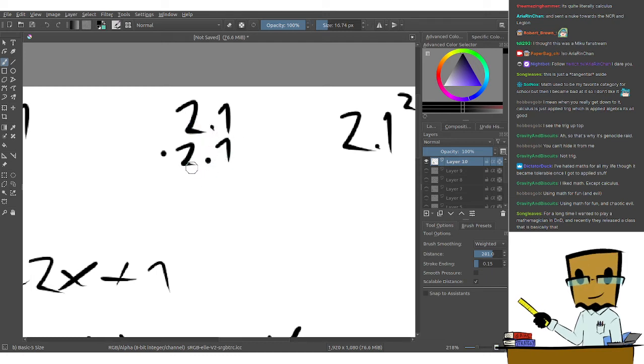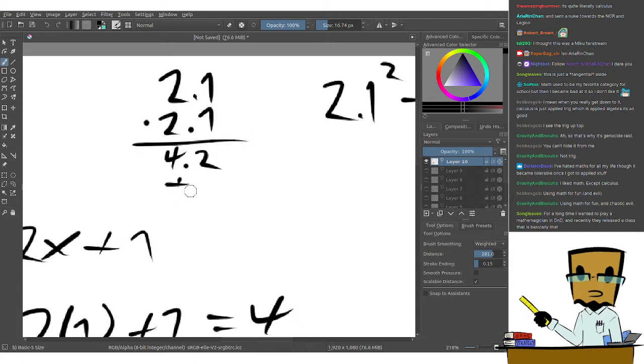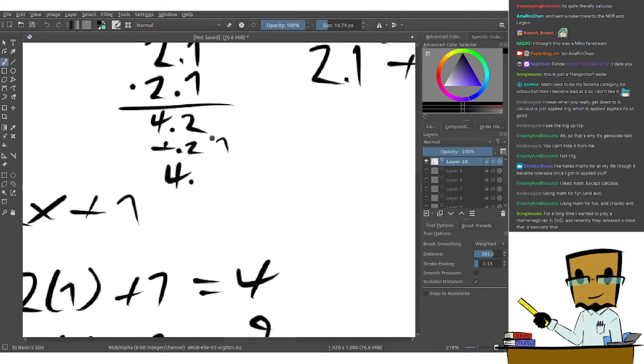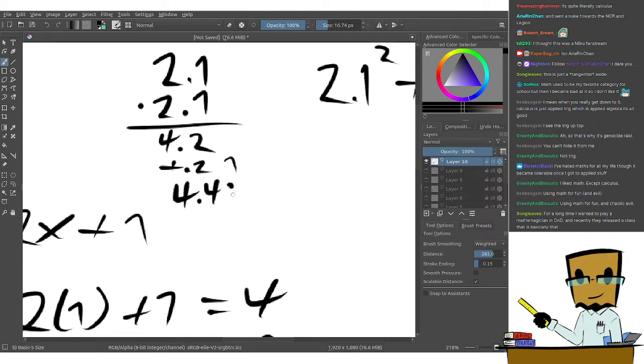So, yeah. Simply 2 times 2.1. 0.2 plus 0.1 times 2.1. 2.1, so 4 point, not 2.1, 0.51. The decimals. 4.41.